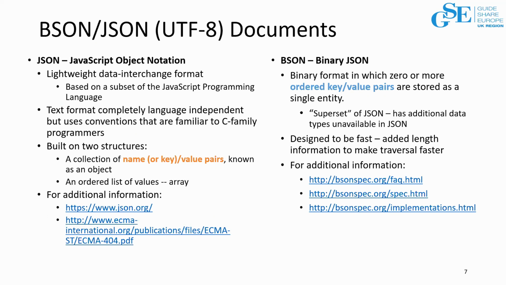But basically, both JSON and BSON are more of a key value, or key-value pairs. JSON is based on the JavaScript programming language. It has its own text format, but it's very familiar to people who are used to C programming. Similarly for BSON as well, it is a superset of JSON, so it has additional data types that are unavailable in JSON. And I've got an example on the next page to give you an idea.